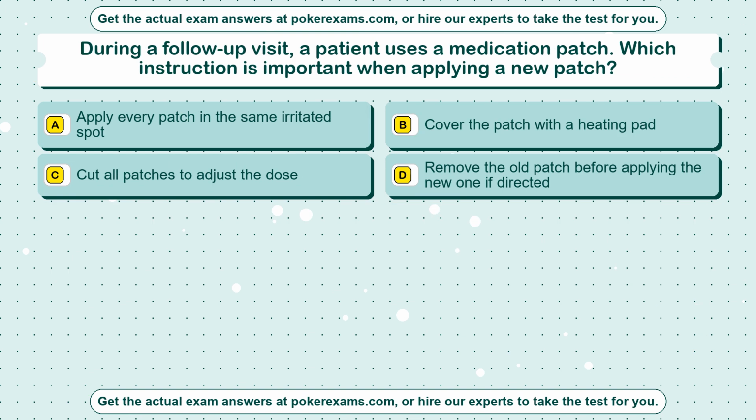Question 100. During a follow-up visit, a patient uses a medication patch. Which instruction is important when applying a new patch? Option A, apply every patch in the same irritated spot. Option B, cover the patch with a heating pad. Option C, cut all patches to adjust the dose. Option D, remove the old patch before applying the new one if directed.